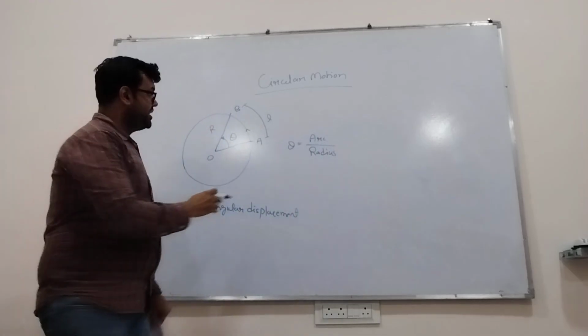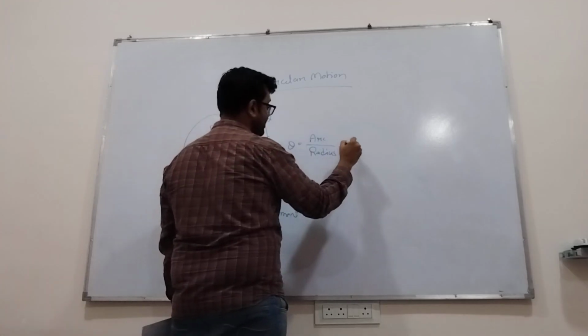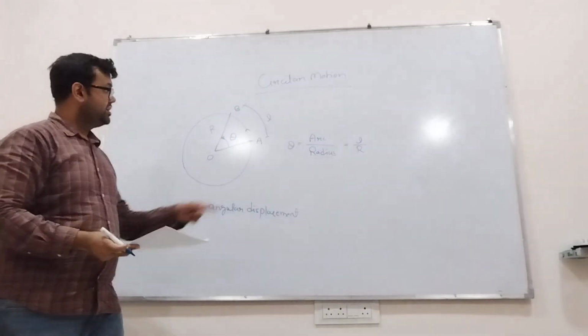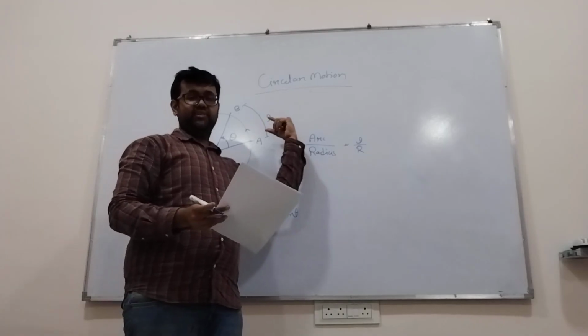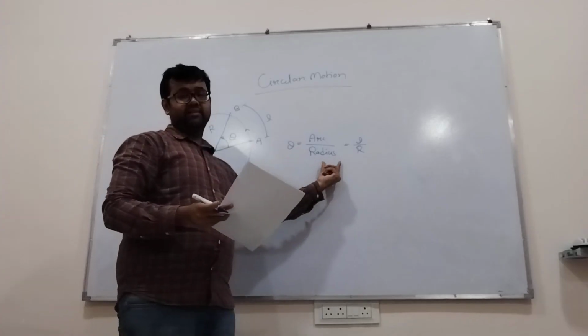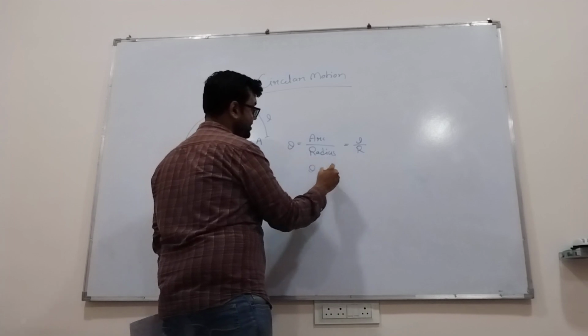Right? So here the arc length is nothing but L, right? And the radius is R. So simply we can find out the term theta if we know the distance L with this formula, theta equals L upon R. How did I get this formula? Can you derive it?